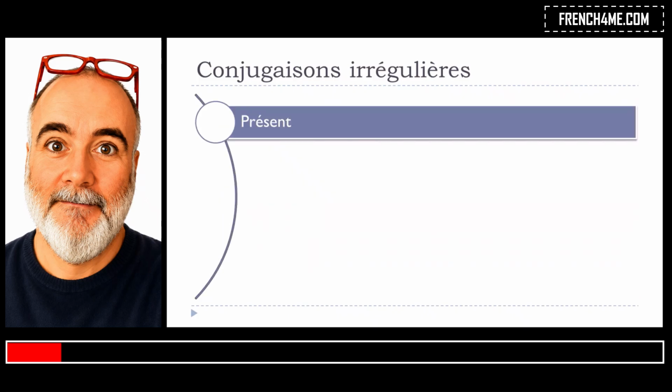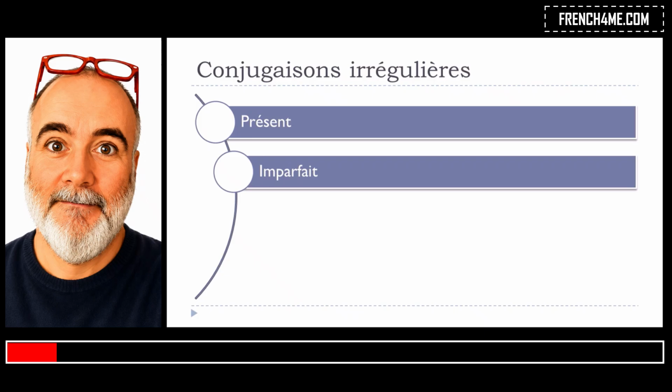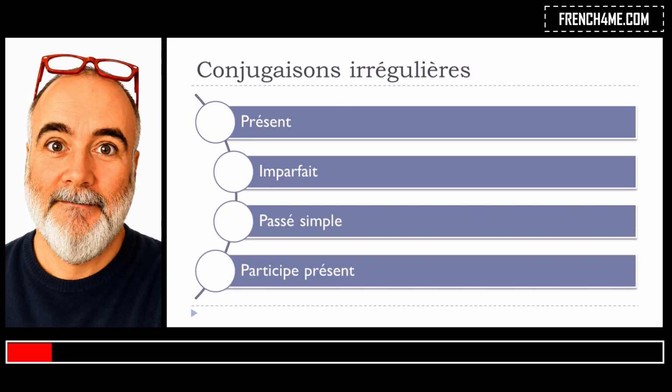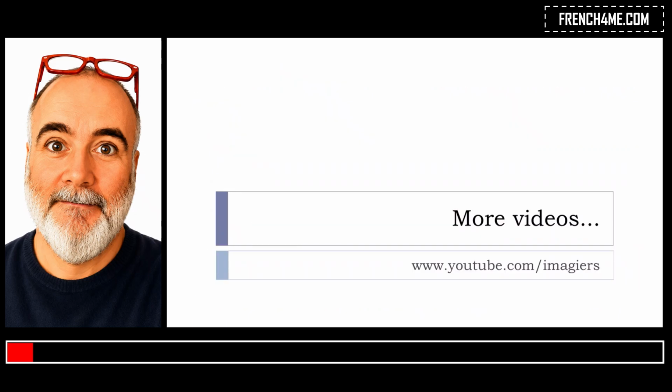So remember, présent, imparfait, passé simple, and then participe présent will be the tenses and the forms affected by these modifications. So that's it.